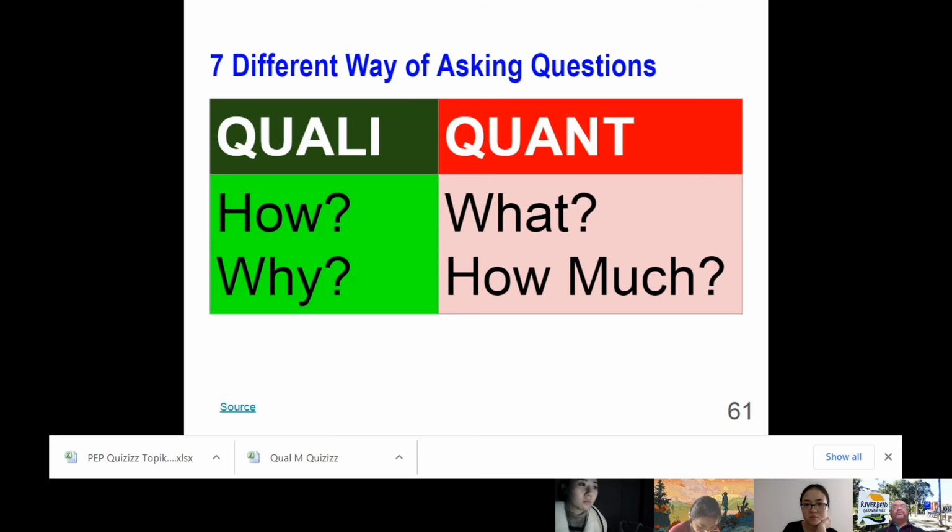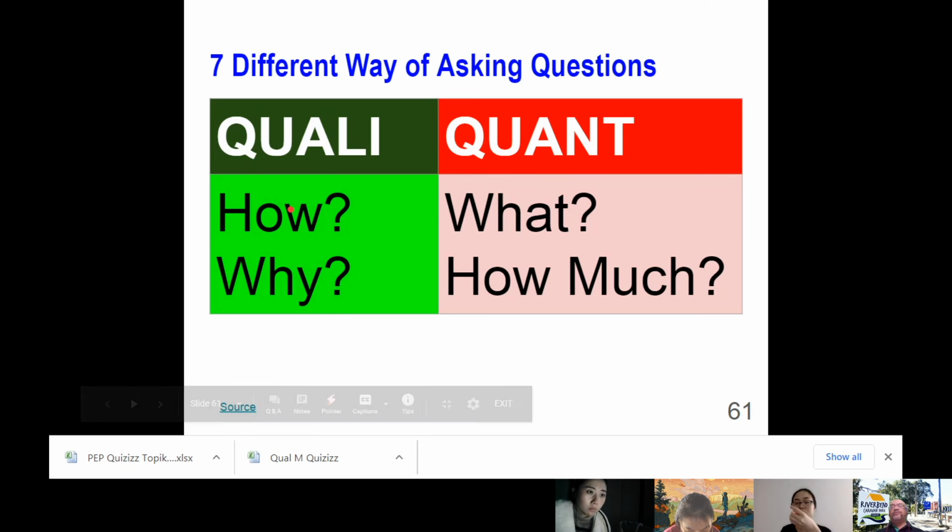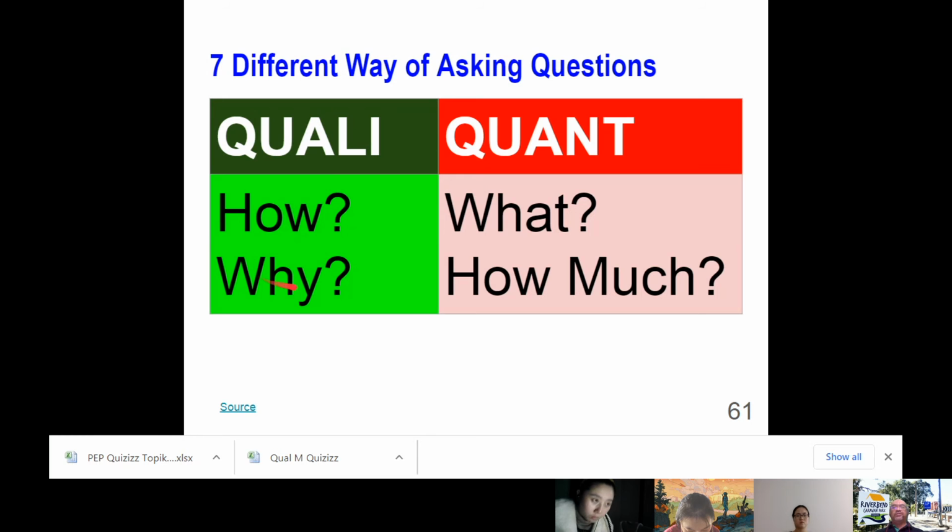Yeah, and then we go to the next one. In research questions we have differences. So what is the difference? For the qualitative, we are interested in how questions and why questions. How is about process, how the process occurs, how the change occurs, and we are also interested in why. Why is about, for example, the motivation. What motivates someone to do this and that?